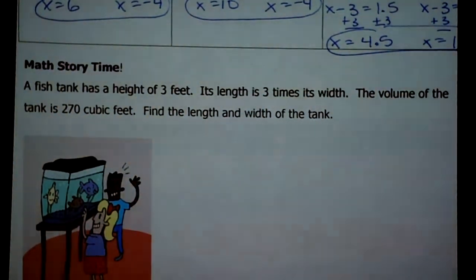Okay, a fish tank. Look at how cool. A fish tank has a height of 3 feet. Its length is 3 times its width. The volume of the tank is 270 cubic feet. Find the length and width of the tank.